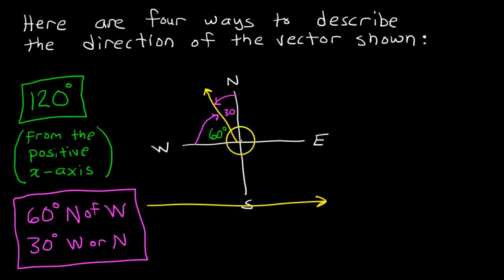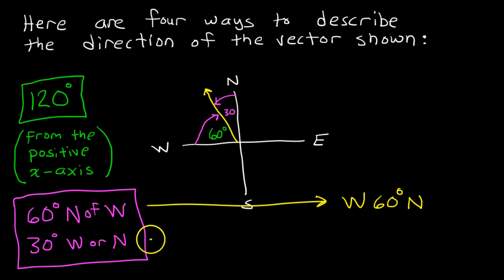So by this new method, you would start by saying, all right, look west. Now turn your head 60 degrees north. And there it is. This would be the way of describing the same direction. So instead of saying 60 degrees north of west, you say, look west, now turn your eyes 60 degrees north. So you're looking west, and then you move 60 degrees north, and then you're there.